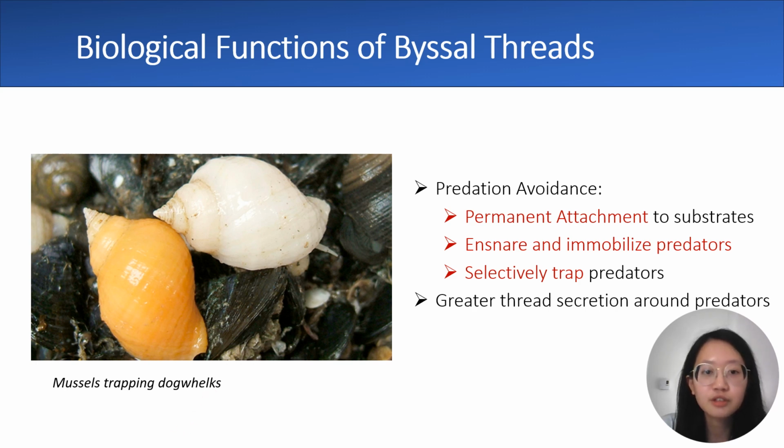They also secrete more threads when exposed to the scent of crabs in another study. This makes sense because greater thread secretion makes it both more challenging for mussels to be pried off from substrates, as well as more difficult for ensnared predators to escape. So this might suggest some sort of adaptation or survival strategy.